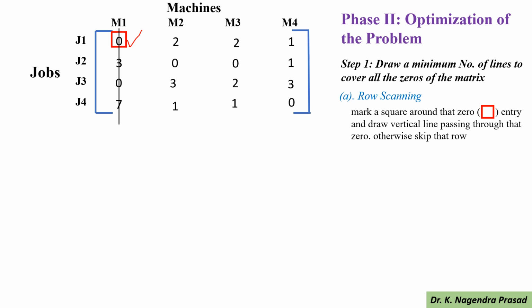In the second row, there is more than 1 zero. Here in the second row, we have 2 zeros, so we have to skip the second row. In the third row, there are no zeros, so we skip the third row. And in the fourth row, there is exactly 1 zero, so mark a square and draw a vertical line passing through that zero.